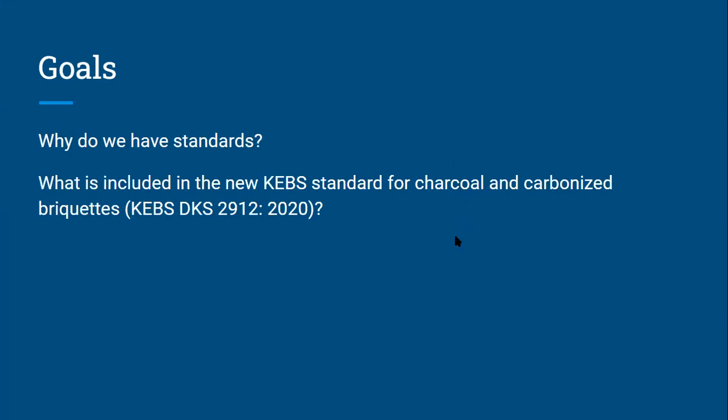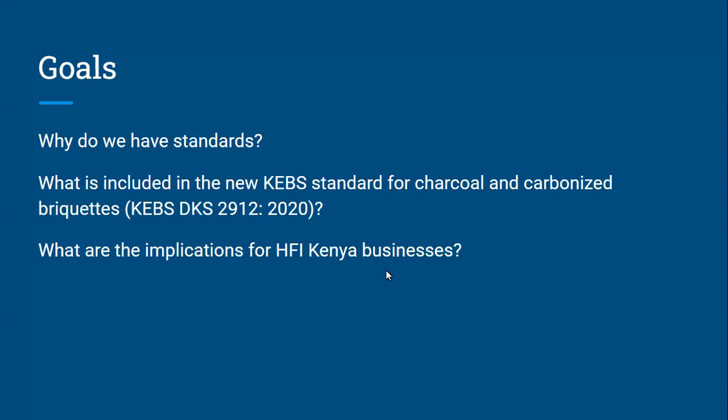So the goals for today's session are: why do we have standards? Why do we need them? Why are they useful? Then we'll look specifically at the new KEBS standard, which is called DKS 2912-2020. I think it'll end up being KS 2912. Right now it's still in a draft form. Finally, we'll look at what the implications of these standards are for our businesses in HFI Kenya.